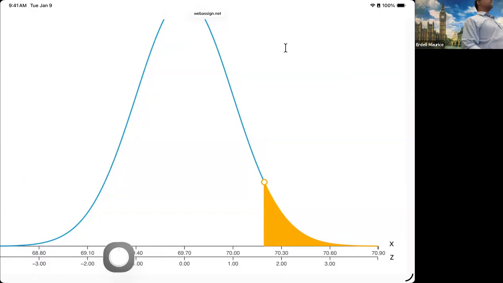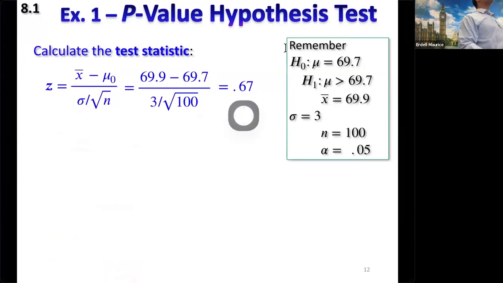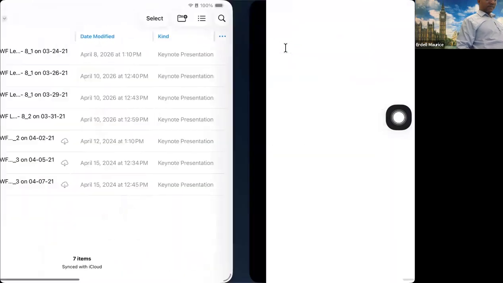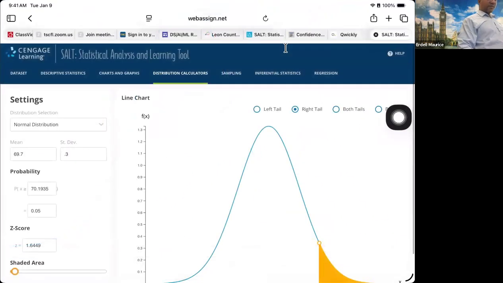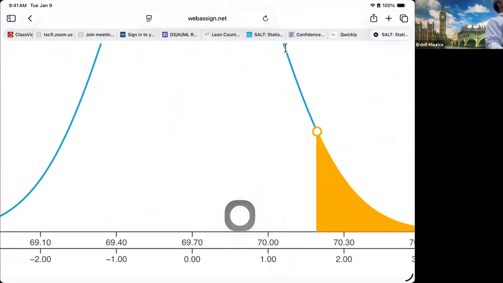All right? Questions there? Now they calculated the test statistic for us. The test statistic was 0.67. So if I come back over here, 0.67. This is 0, this is 1. 0.67 is right here, yes? And so therefore, my test statistic is right here. Is this in the rejection region? No, and because of this, we will fail to reject the null. All right? Questions there?